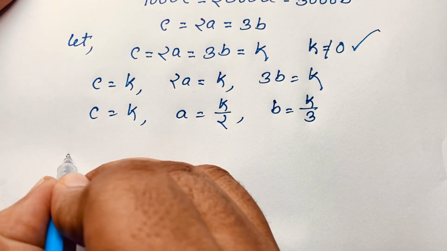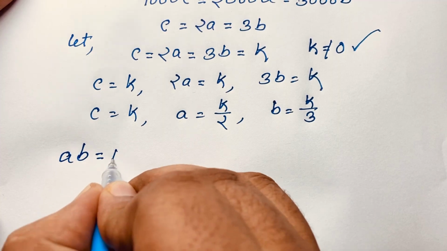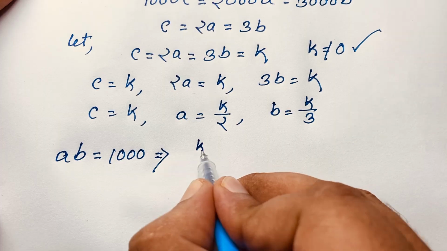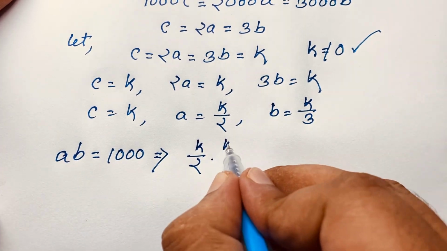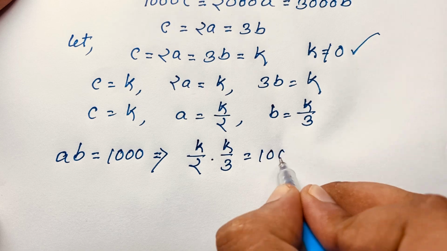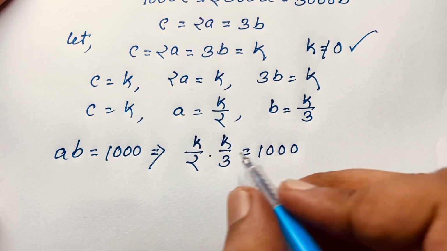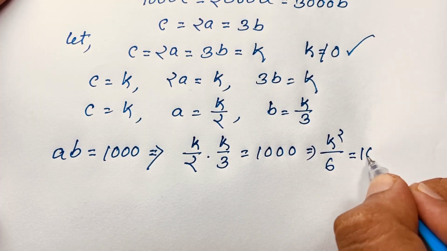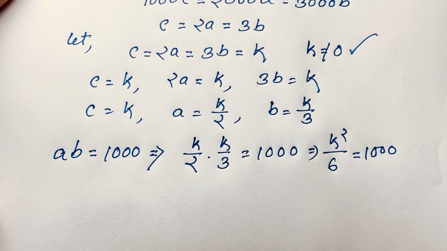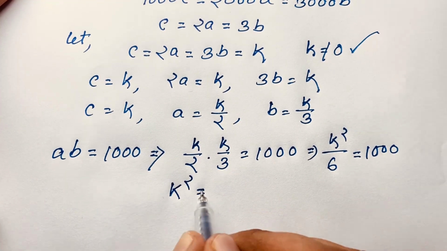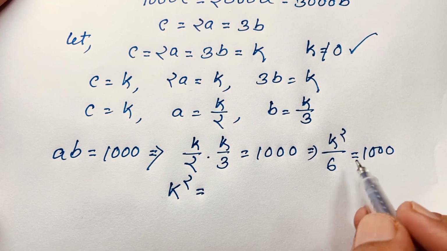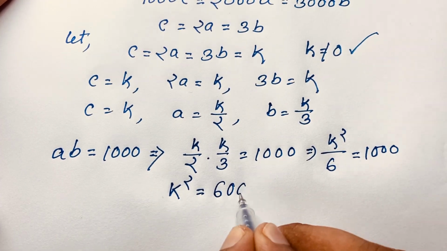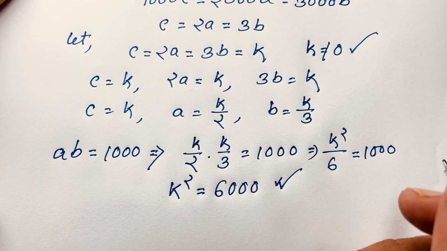But recall or remember that our first equation AB is equal to 1000. So A will be K over 2 and B will be K over 3, is equal to 1000. Now this expression will be K square over 6 is equal to 1000. Now you can say K square is 1000 times 6. I multiply both sides by 6, so 6 cancels, and 1000 times 6 will be 6000. So we find out K square will be 6000.